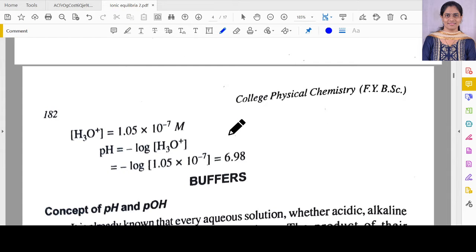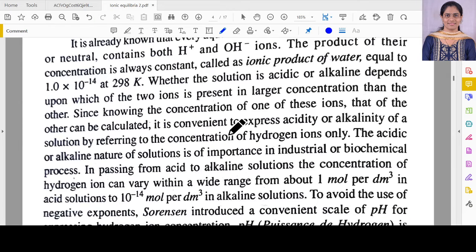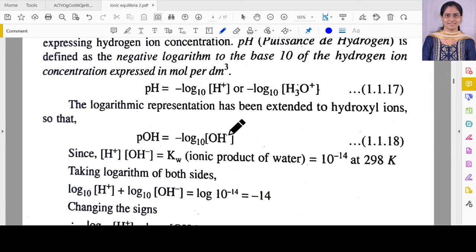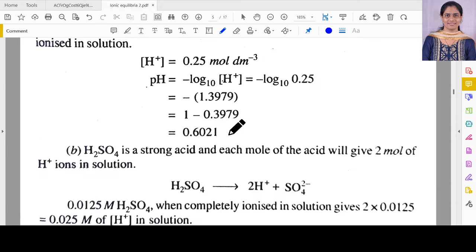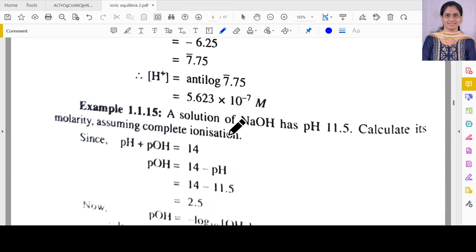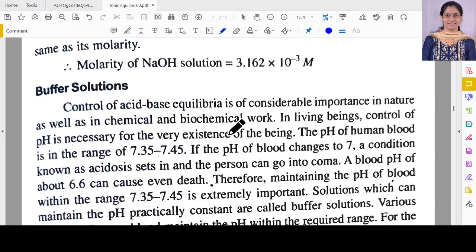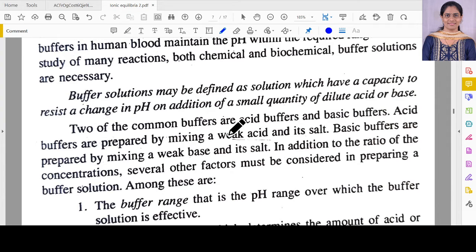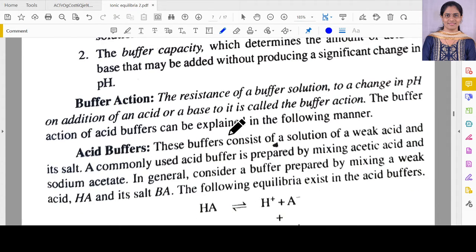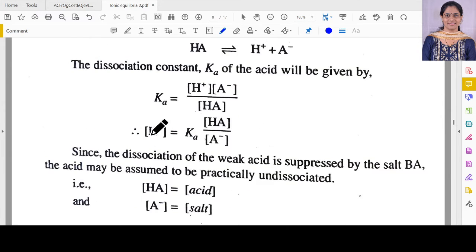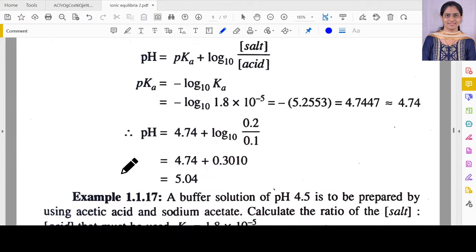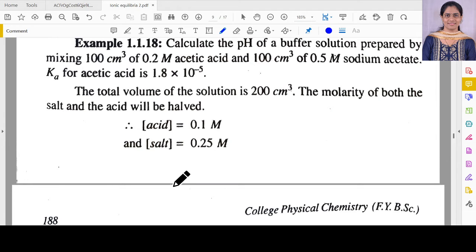Then we have seen the concept of buffers. What are buffers? These are the solutions which resist sudden change in pH value. Okay, so remember the composition of acidic buffer solution, the composition of basic buffer solution, and examples under each. Then we have seen Henderson's equation for calculating the pH value of acidic as well as basic buffer solutions. Okay, so Henderson's equation you will see, and simple calculations from that.